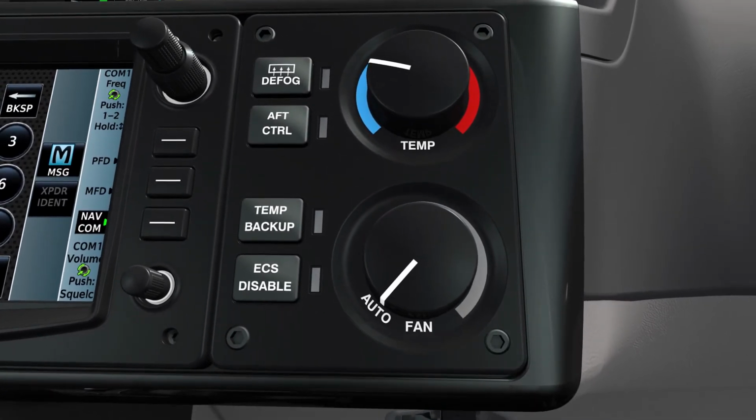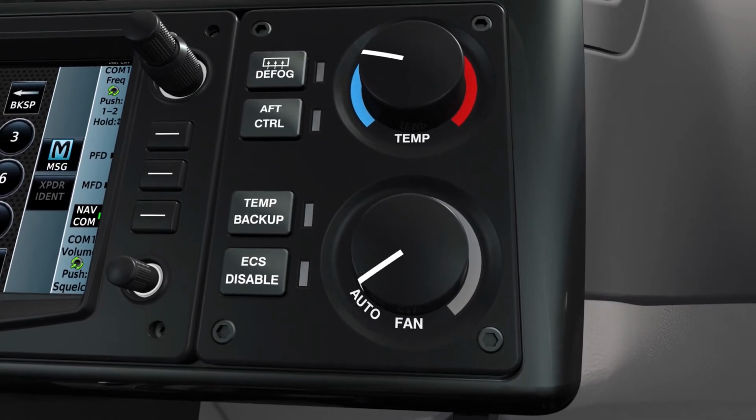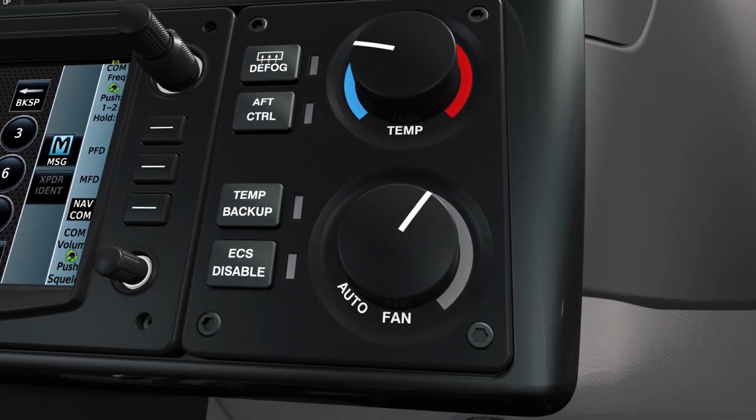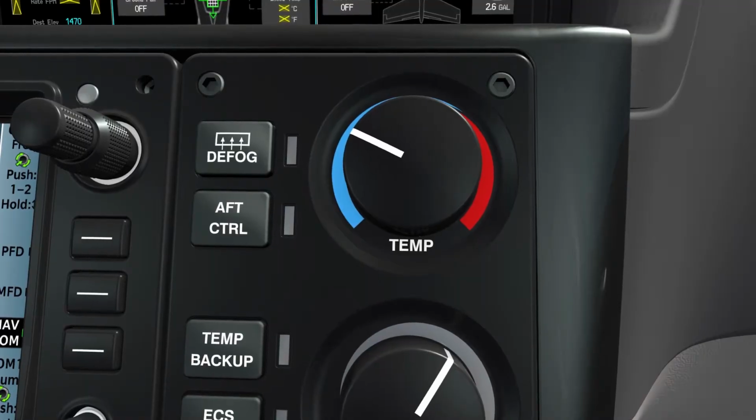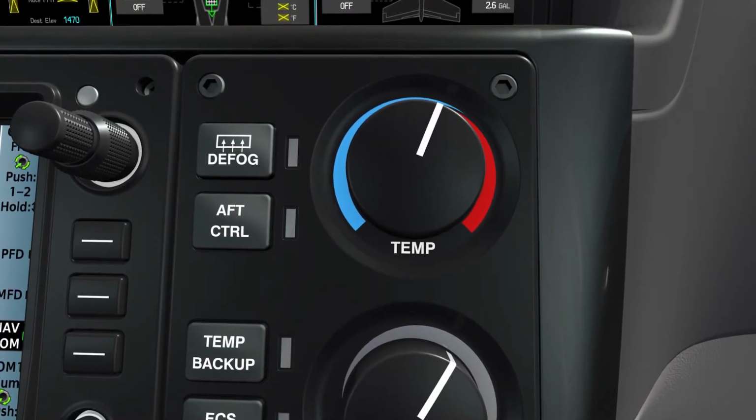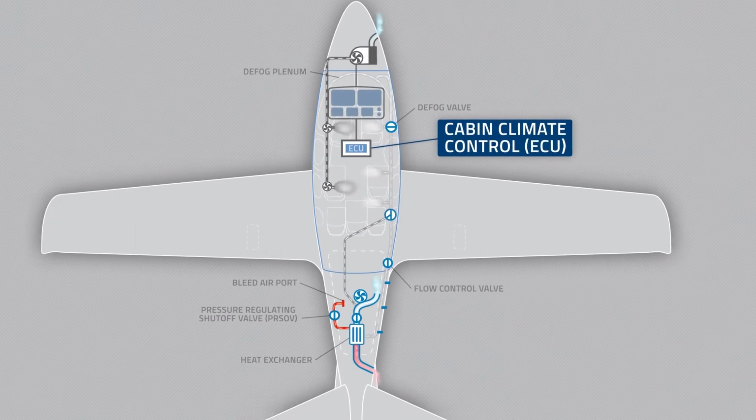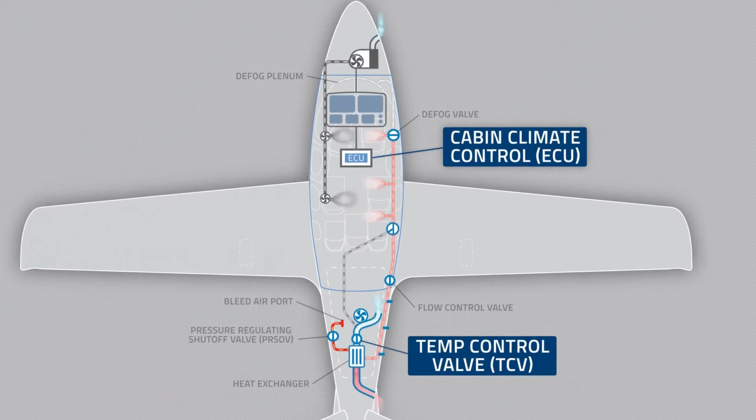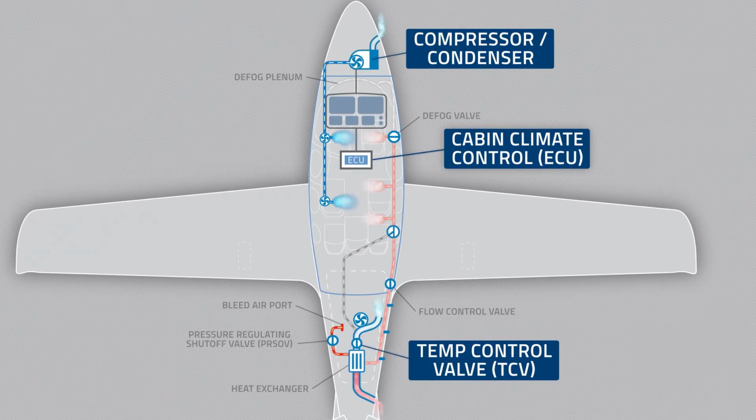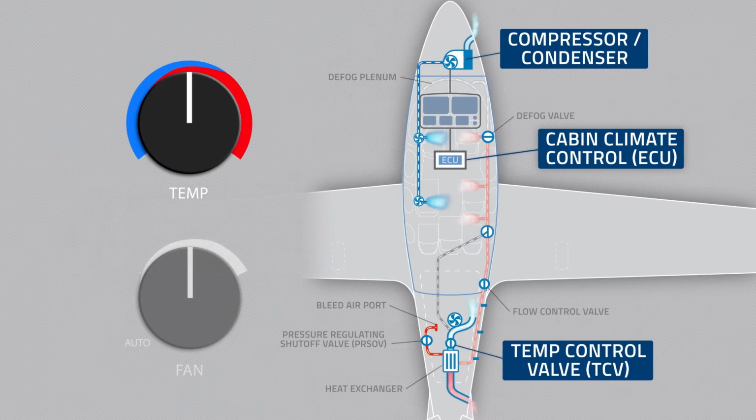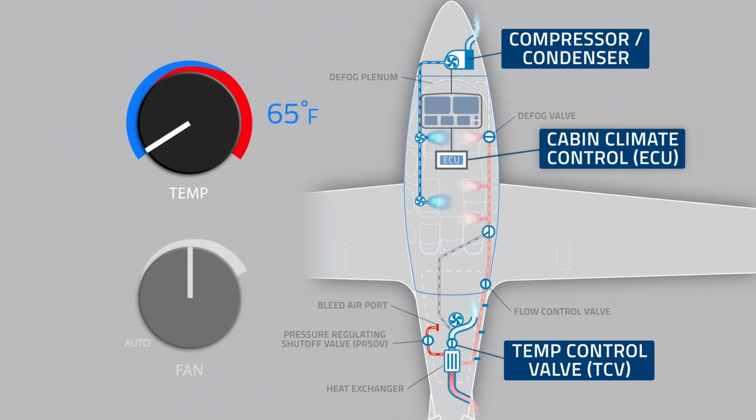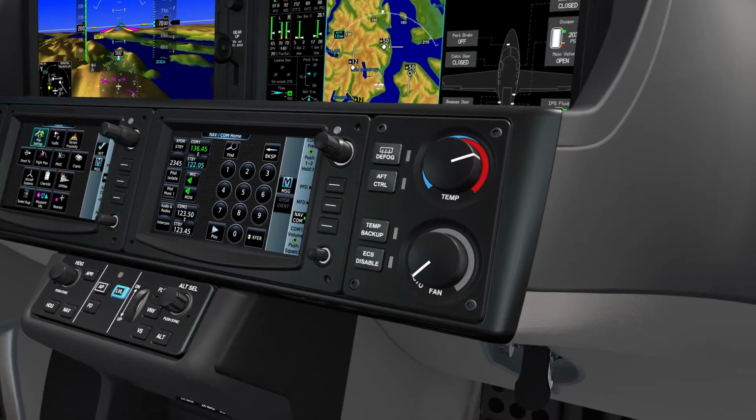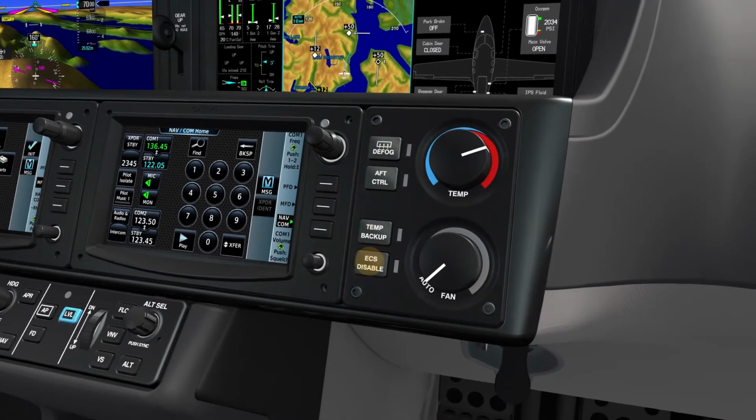If you wish, you can control fan speed manually by simply moving it out of the detent. The temp knob selects a set point, a desired cabin temperature, which the electronic control unit tries to hold automatically by manipulating the temperature control valve, air conditioning, and fan speed. The range of selectable temperatures varies from 65 degrees Fahrenheit at the full left position to 85 degrees Fahrenheit at the full right position. To the left of the rotary knobs are 4 lighted push buttons.